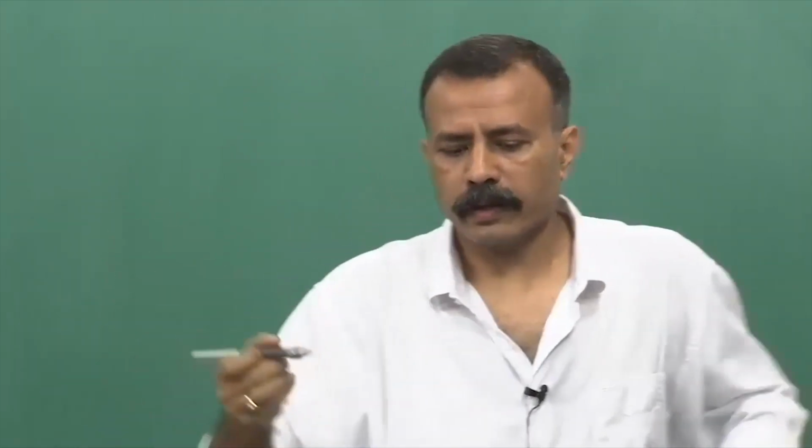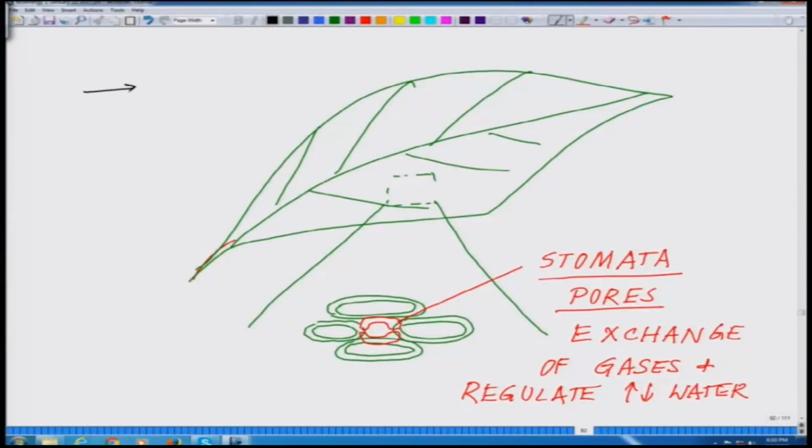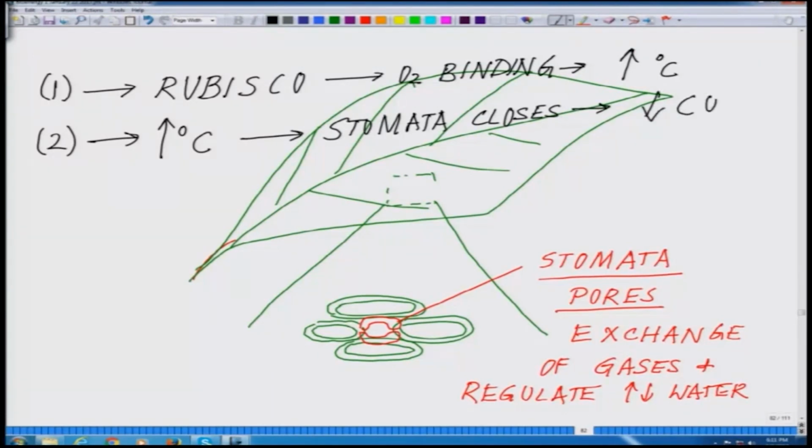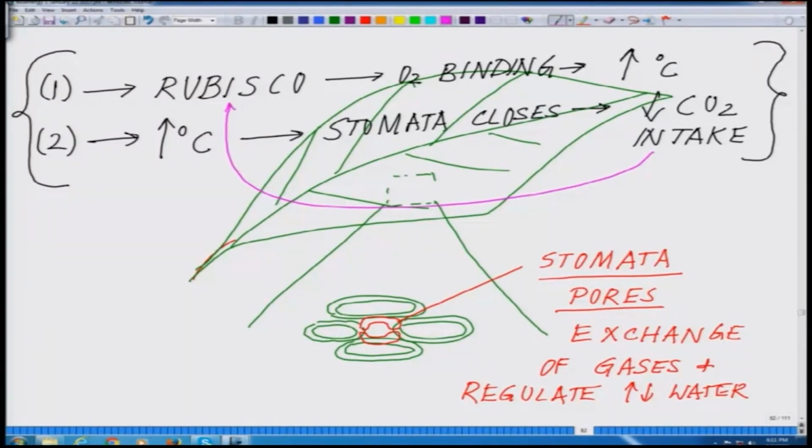First, let me put it together. The first point I mentioned to you was the Rubisco, in the beginning. So, Rubisco becomes more oxygen binding, okay, when the temperature is higher, right, point 1. Point 2, when the temperature is higher, the stomata closes, okay, and if the stomata closes, so automatically there will be a fall in CO2 intake. So, essentially these two situations, where the CO2 intake is reduced and the stomata is closed, and the Rubisco, this essentially promotes in a way something like this, where the Rubisco is binding to oxygen.